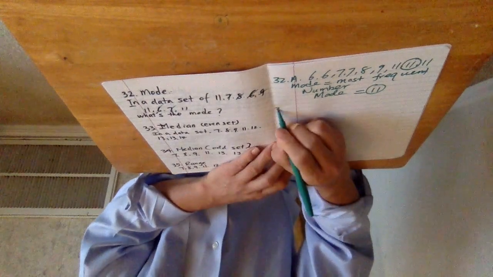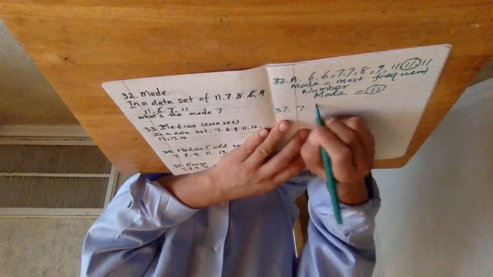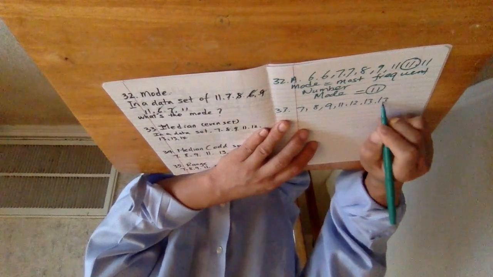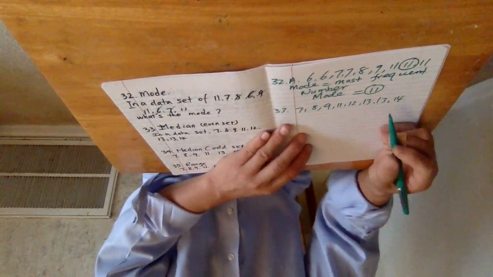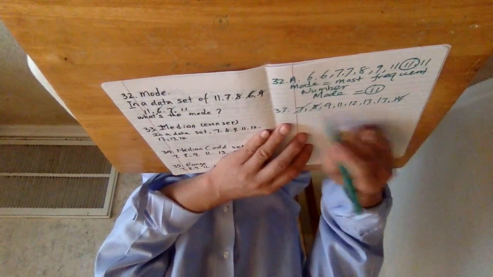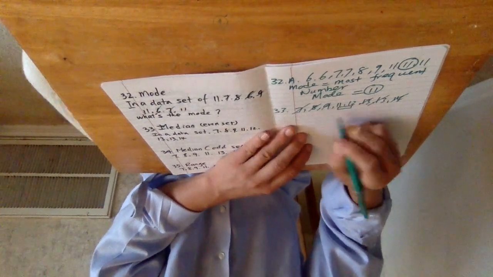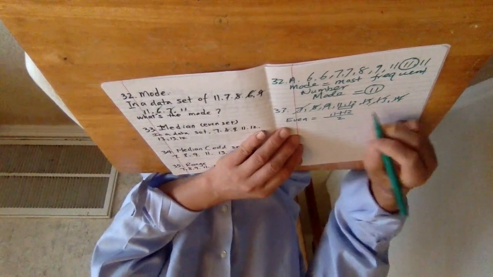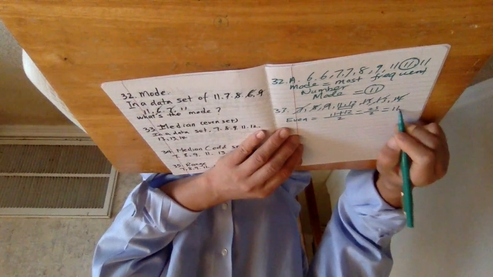Number 33, median. Median is the middle number. We have 7, 8, 9, 11, 12, 13, 14. Make sure you copy them correctly. So we cross off on each side here. We have 11 and 12. For an even set, you're going to add 11 plus 12 divided by 2. 11 plus 12 is 23, divided by 2 is 11.5.